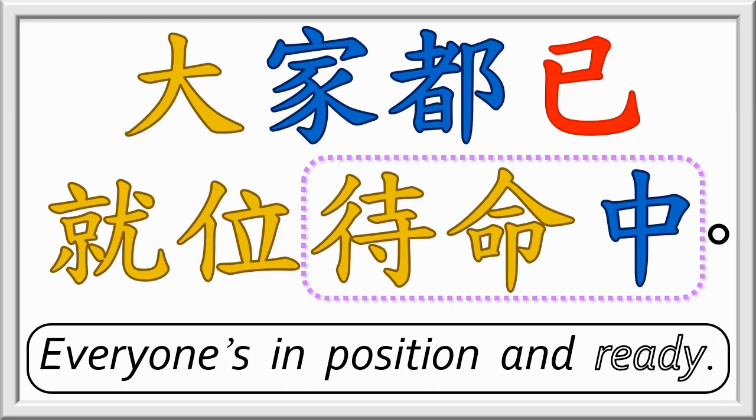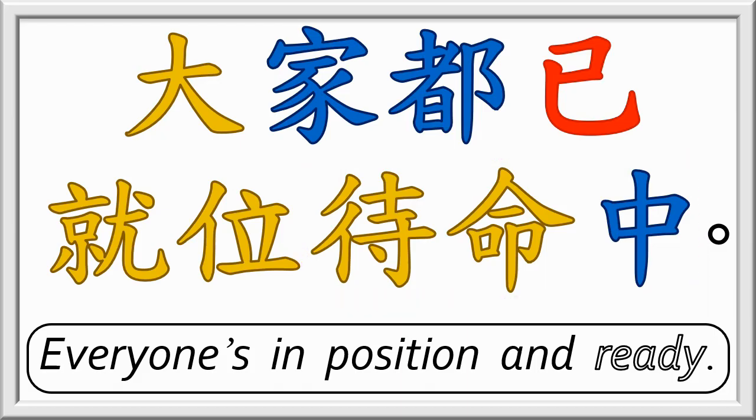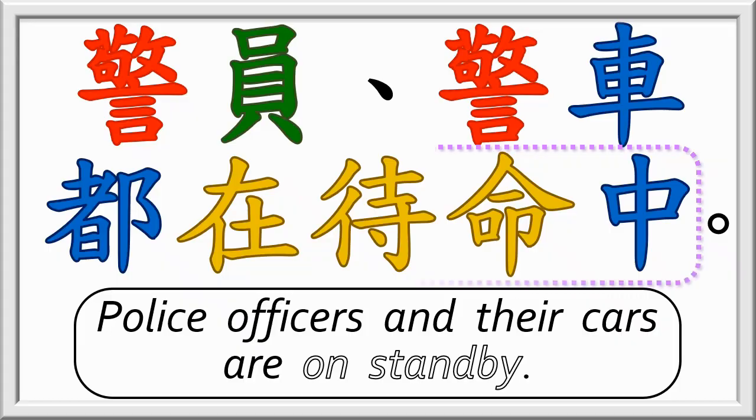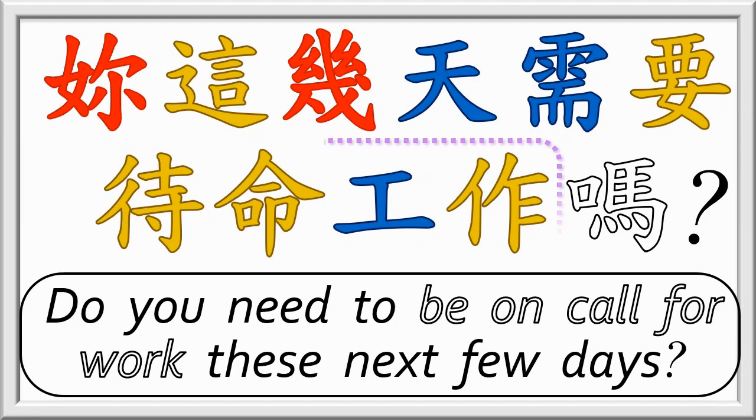大家都已就位待命中. Everyone is in position and ready. Literally, they're in the middle of awaiting orders. Adding 中 is similar to adding ing to a verb in English. 警员、警车都在待命中. Police officers and their cars are on standby. 你这几天需要待命工作吗? Do you need to be on call for work these next few days?